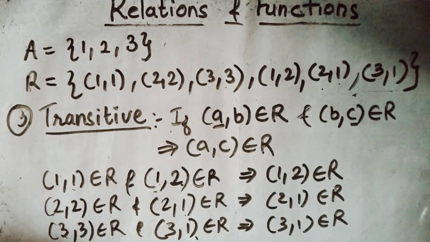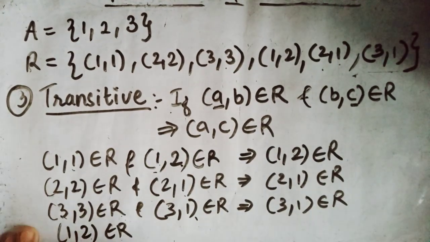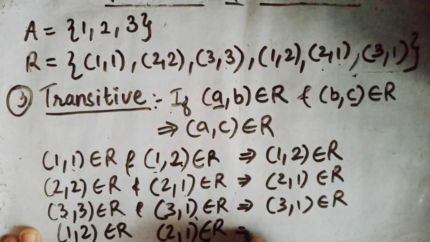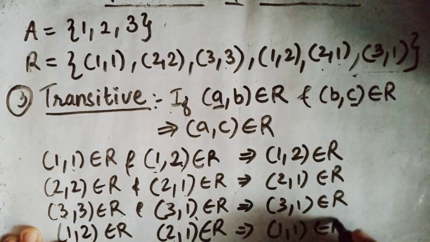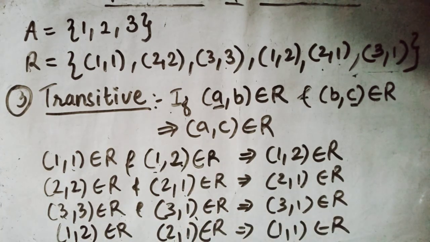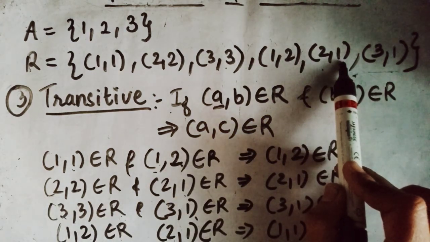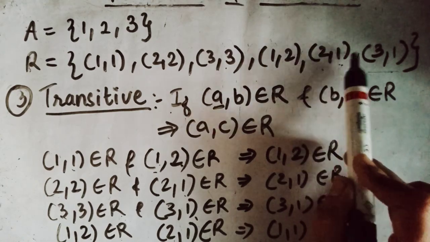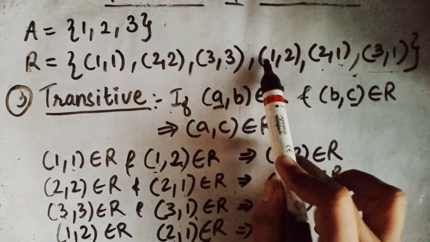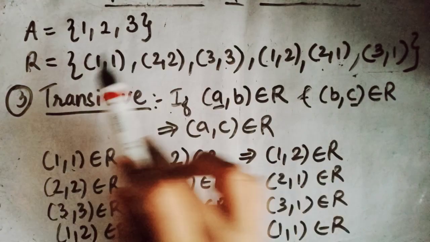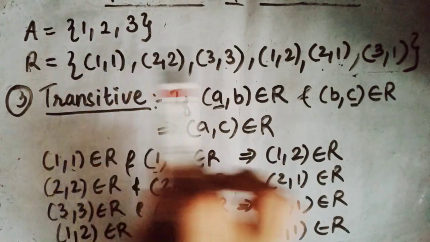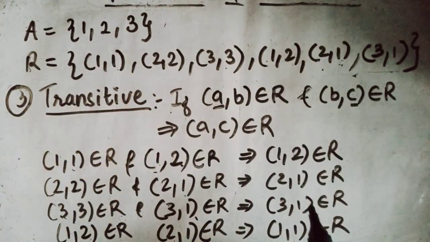Then look at (1,2). So we need (2,1). It is also there. Then this gives you (1,1), so it is present in R. Then you can take (2,1), another element that starts with 2. So you'll get (2,1) and (1,1), which again gives (2,1). It is present in R.